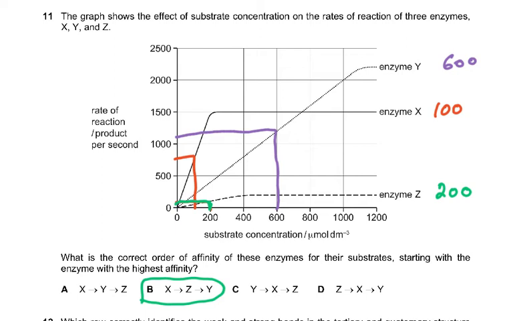Now in this question, you have to see the graph shows the effect of substrate concentration on the rates of reaction of 3 enzymes X, Y, and Z. Now, what is the correct affinity? You know, higher the Km, lower the affinity. First of all, find out the Km. So for enzyme Y, you have to calculate this. This is the Vmax. So just look at the Vmax here, and then half the Vmax, and then you do the calculation.